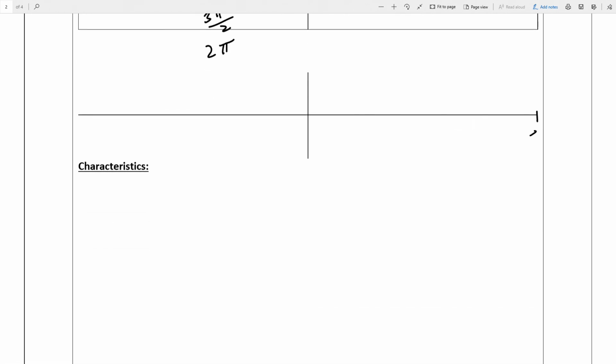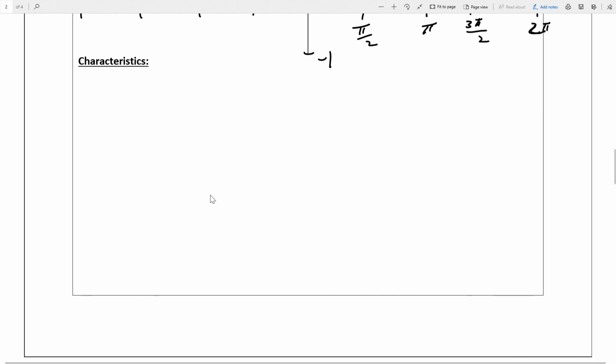So let me just label the axis for you: 2 pi, pi, 3 pi over 2, pi over 2. You can do the left side, the negative side, on your own. And then you'll notice that the maximum value for sine is 1 and the minimum is negative 1. And then write your characteristics here.